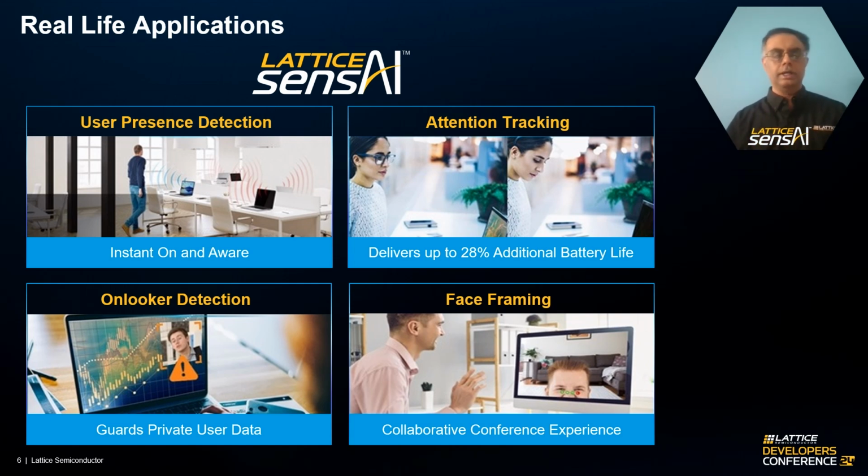So similarly, onlooker detection. If you are using your laptop in an airport or some other public place, and somebody is trying to stare at your monitor, it can blur the screen or warn you that someone is trying to look at it. Similarly, face framing is very common in conferencing, providing a very good experience to the user in those systems. So these are some real life examples where we can see the active deployment of Lattice sensAI.